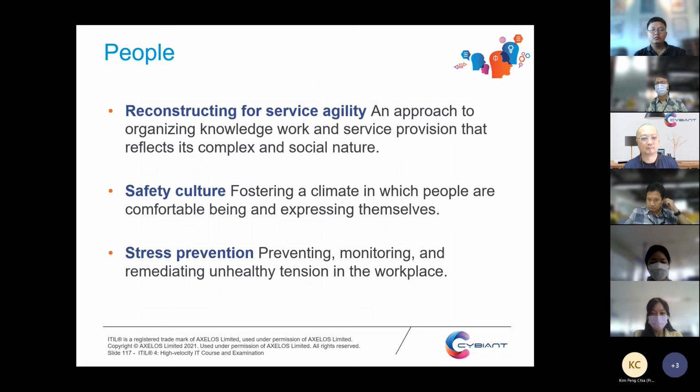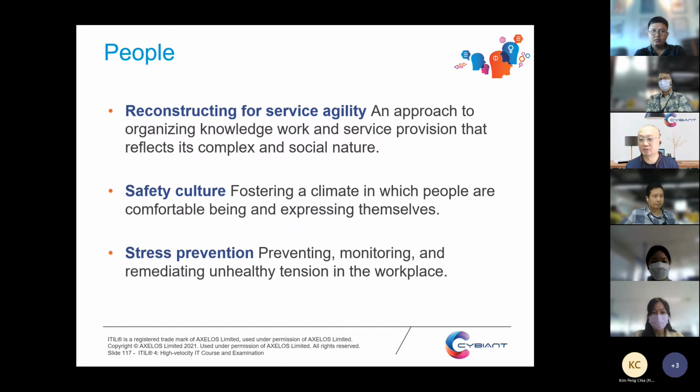Go to the people part: service agility, safety culture. Safety culture is not to say don't fall, don't have an accident, not just that. Safety culture means that you are free to share your opinions and views with your team. You can actually point out, hey John, I think there is a mistake. Hey John, I think we need to improve on this. Hey John, I think we're not doing good enough. That kind of safety culture.